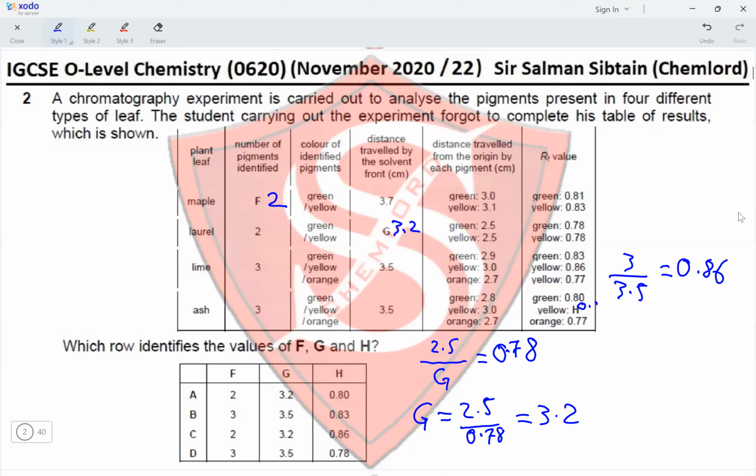So we have a value for each of the missing data. H is 0.86. So we need a value of 2 for F. This eliminates options B and D. We need a value of 3.2 for G, which is true for both A and C, and for H a value of 0.86. This eliminates option A and makes option C the correct option for this question.